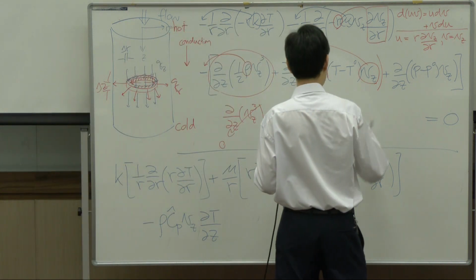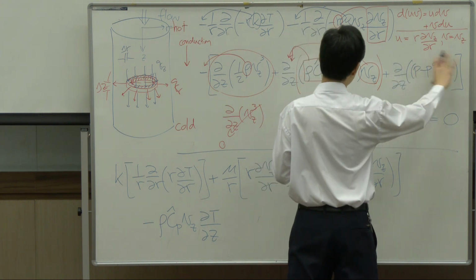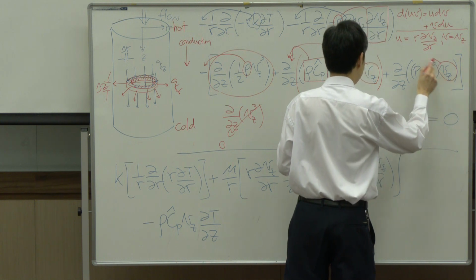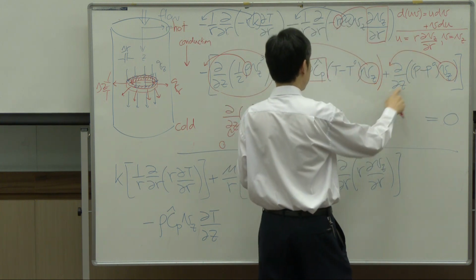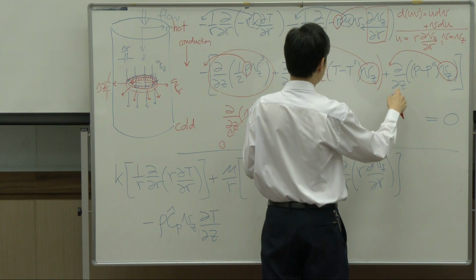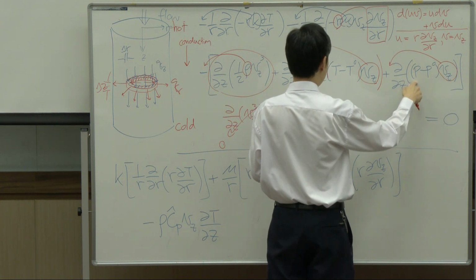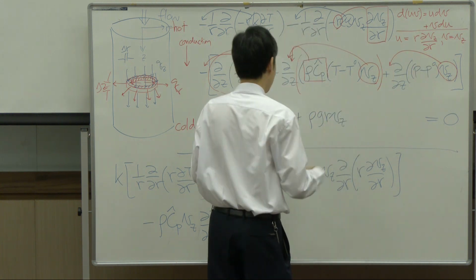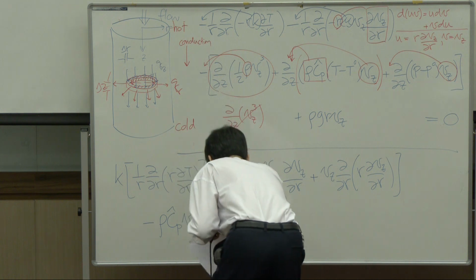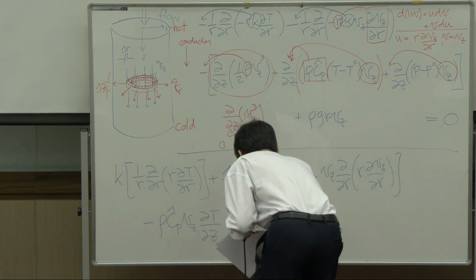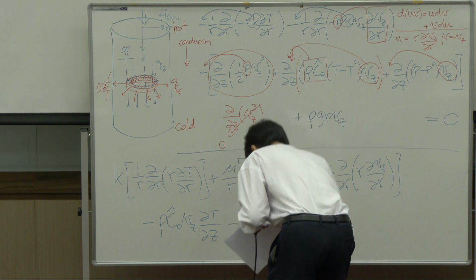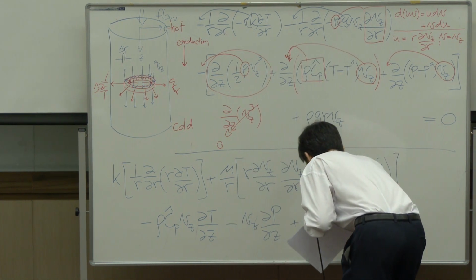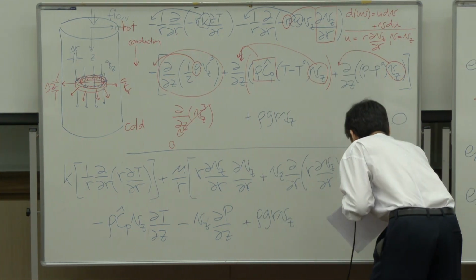Then, same thing for this term. Vz is not a function of z. You can take it out. You can take differentiation inside this parenthesis. You get differentiation of pressure and differentiation of reference pressure, which is constant. So the last term would be minus Vz dP by dz. And then the fourth term, rho g r Vz, that equal to 0.